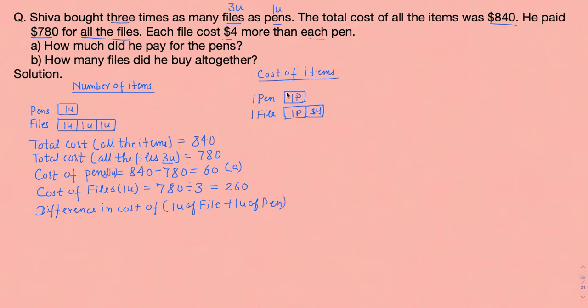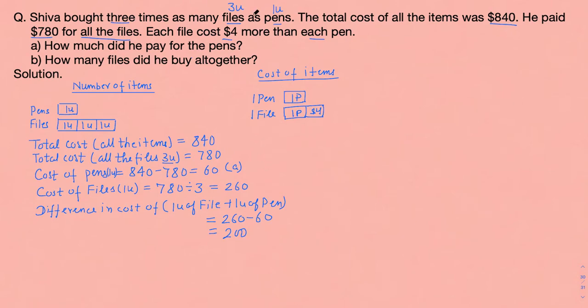It will be how much? It will be $260 minus 60. Why? Because the cost of 1 unit of files is 260 and the cost of 1 unit of pens is 60. So the difference between the cost of 1 unit of file and 1 unit of pen will be 260 minus 60, right? So the difference will be $200. The difference between the cost of 1 unit of file and 1 unit of pen will be $200.